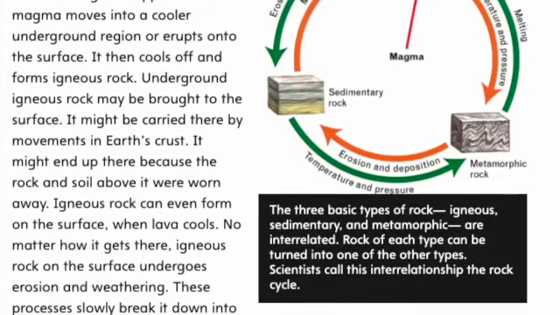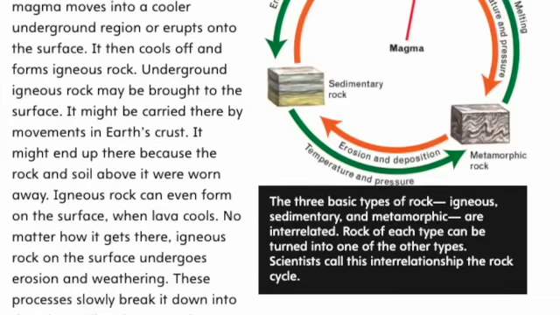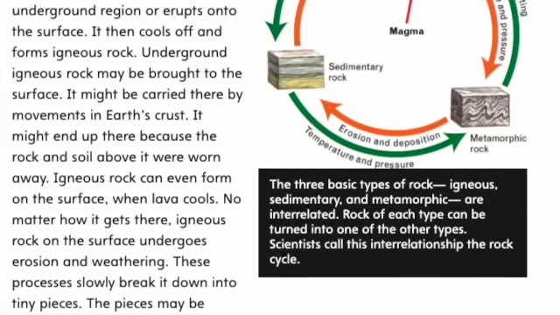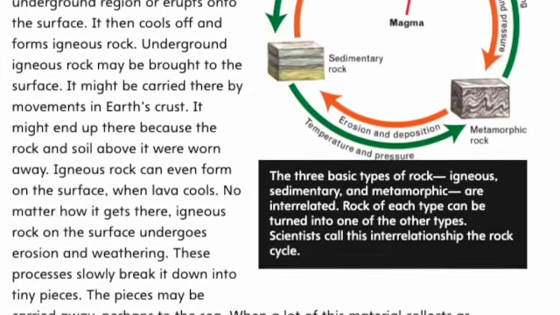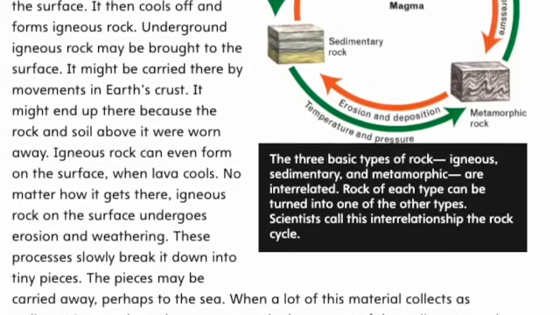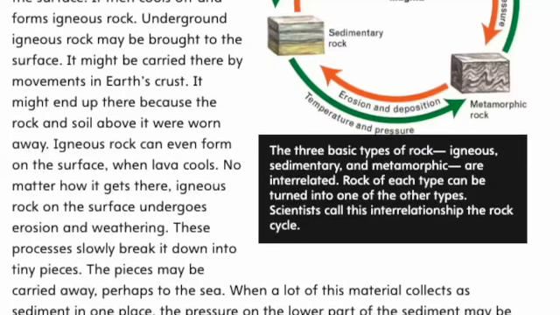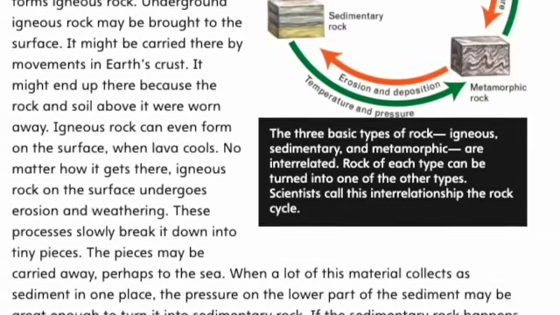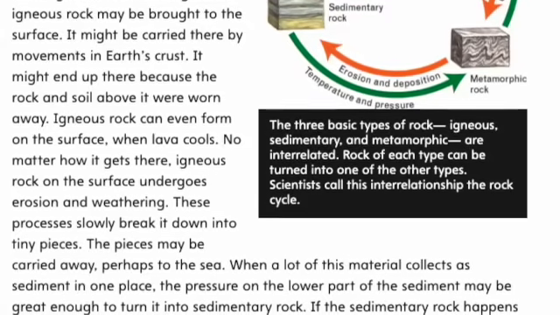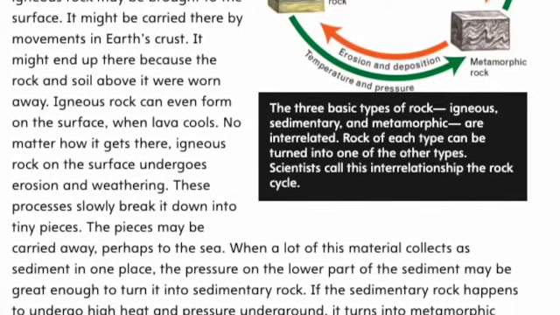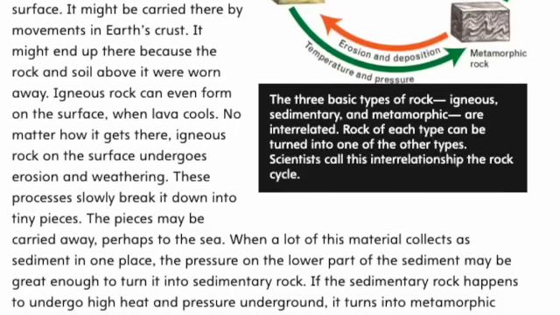No matter how it gets there, igneous rock on the surface undergoes erosion and weathering. These processes slowly break it down into tiny pieces. The pieces may be carried away, perhaps to the sea. When a lot of this material collects as sediment in one place, the pressure on the lower part of the sediment may be great enough to turn it into sedimentary rock. If the sedimentary rock happens to undergo high heat and pressure underground, it turns into metamorphic rock.